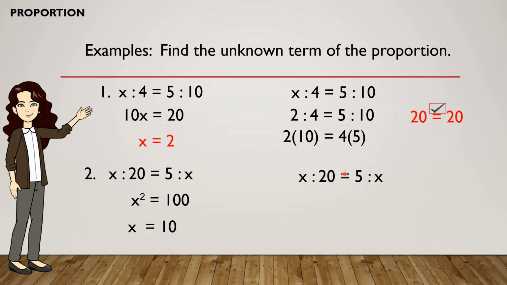Then, let us check. x is to 20 is equal to 5 is to x. Substitute the value of x. So, we have 10 is to 20 is equal to 5 is to 10. The product of the extremes, 10 times 10, is 100. The product of the means, 20 times 5, is also 100. And the answer is correct. They are equal.